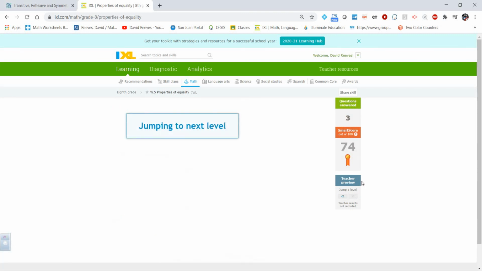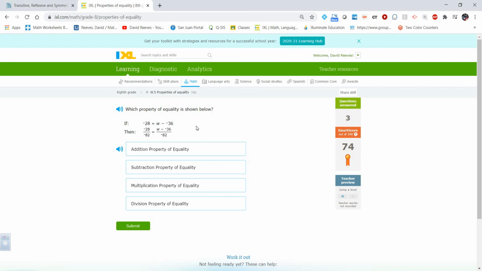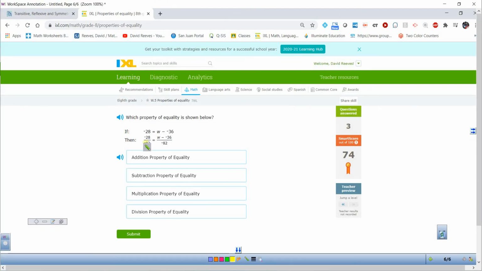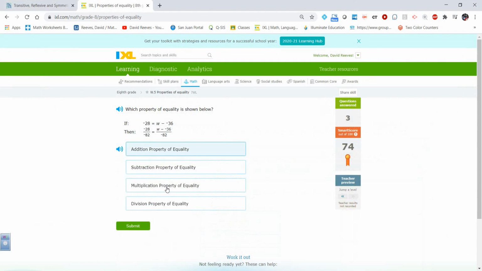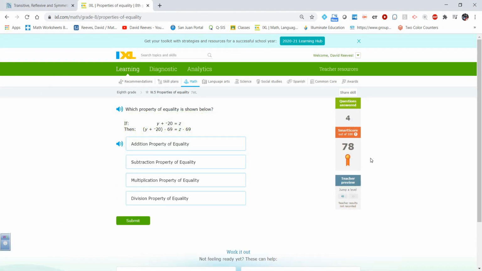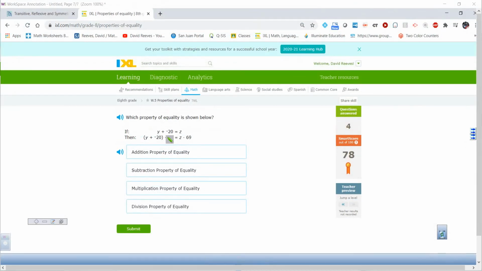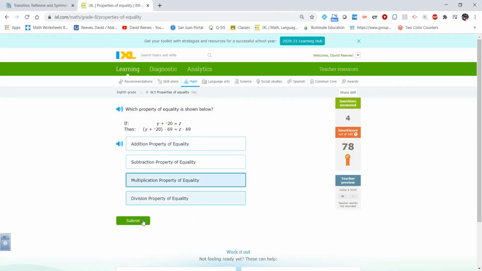All right, let's skip up to the next level and see what they have for us there. All right, again, compare your original equation to the one underneath, and what did they do? They divided both sides by negative 82. That's our division property of equality. All right, one last one here. What did they do? They had our original equation. They multiplied both sides by the number 69. That would be the multiplication property of equality.